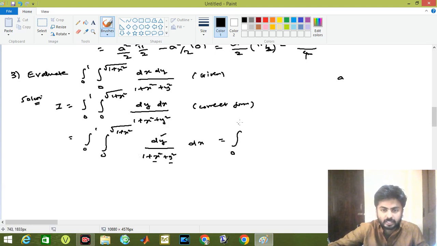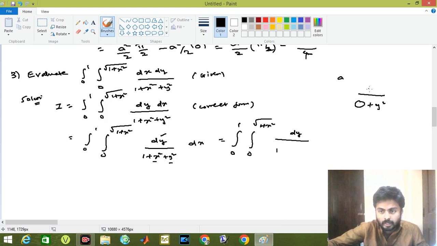So I am going to rewrite this as integral 0 to 1, integral 0 to root of 1 plus x square, dy divided by the square of root of 1 plus x square plus y square. Since it is y square, something plus y square dy, I have to write the other term as a square. Here I have 1 plus x square, which is the square root of 1 plus x square the whole square. The square root and square cancel, so I get the same value, giving dy by root of 1 plus x square whole square plus y square, into dx.